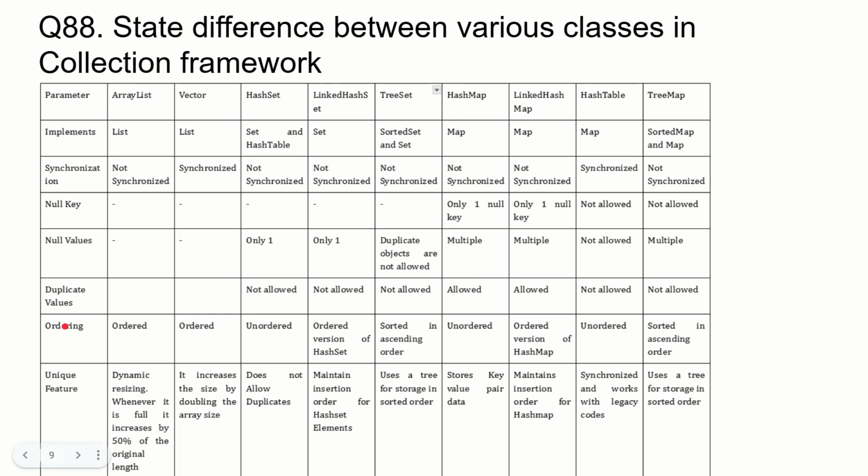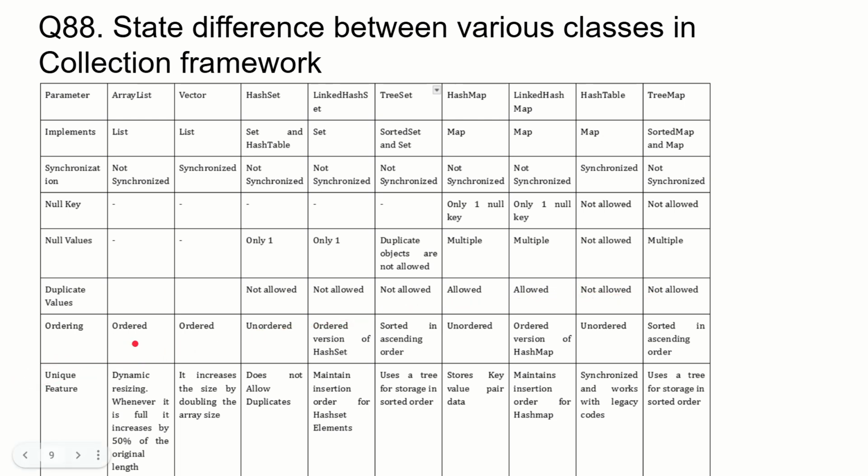Now duplicate values. Again in array list and vector the values can be duplicate, but in hash set we cannot have duplicate values, so they are not allowed. In linked hash set again duplicates are not allowed. In tree set again the duplicates are not allowed. In hash map it is allowed. Linked hash map also allows it, but it is not allowed in hash table and tree map.